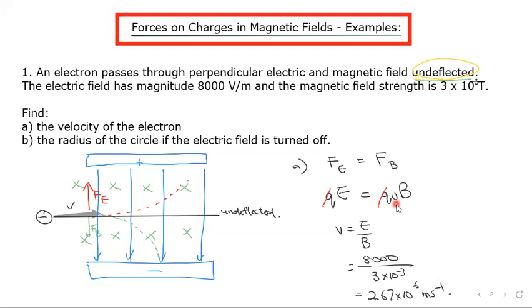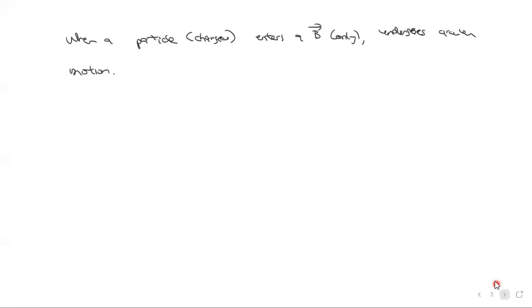The next part asks you for the radius of the circle if the electric field is turned off. Okay, so as we now have the velocity as 2.67 times 10 to the power of 6, remember when a particle that is charged enters a magnetic field only, it undergoes circular motion. How do we calculate the radius of this circle? Well, of course, that basically needs you to let the magnetic force equal the centripetal force, which means QVB equals mv squared over r.